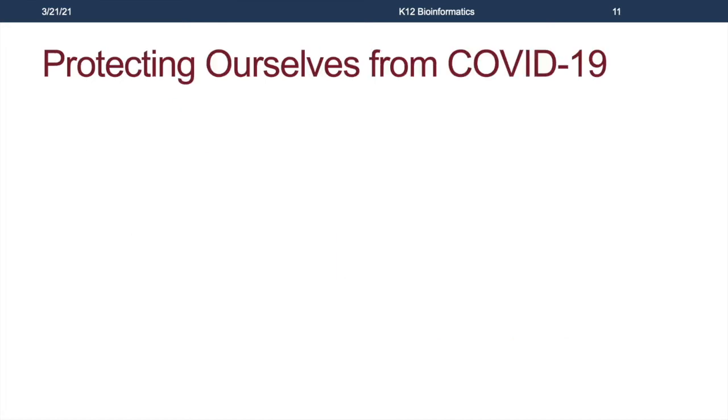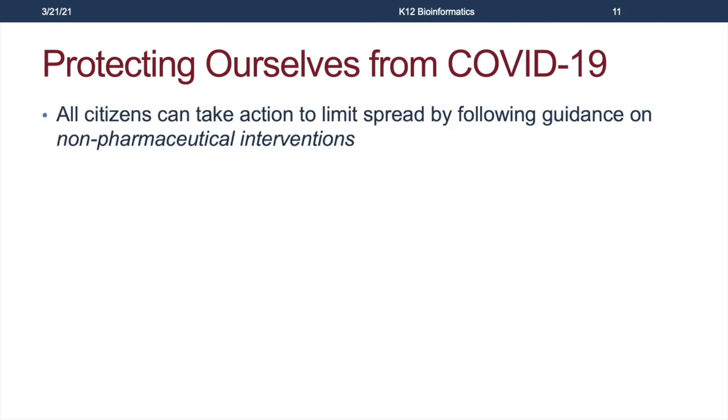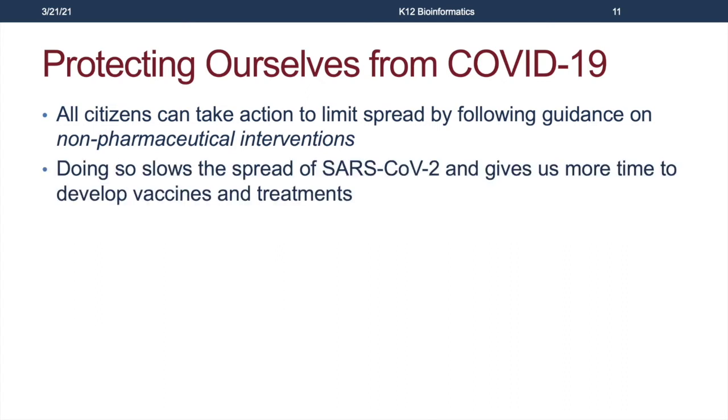Once we know how SARS-CoV-2 is transmitted, we can figure out how to protect ourselves from getting it into our bodies. All citizens can take action to limit spread by following guidance on non-pharmaceutical interventions. That is, through actions that don't involve drugs or vaccines. Drugs and vaccines play an important role too, but especially in the early days of the pandemic, we weren't sure about best drugs for COVID and there were no vaccines. The non-pharmaceutical interventions slow the spread of SARS-CoV-2, which gives us some time to develop vaccines and treatments.